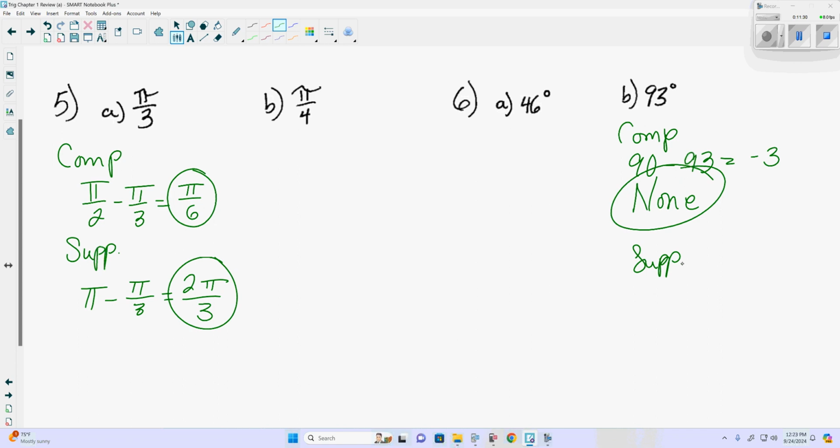Supplement. We're going to do 180 minus 93, which is 87. Calculator can do that just fine.